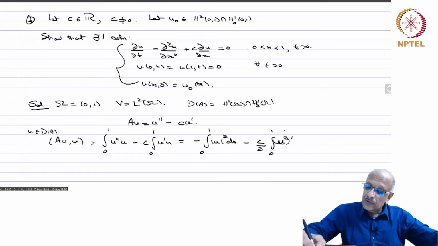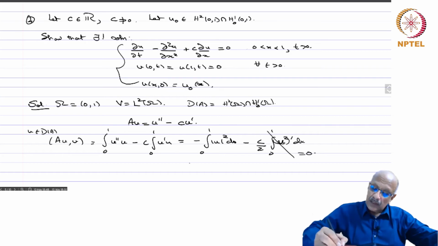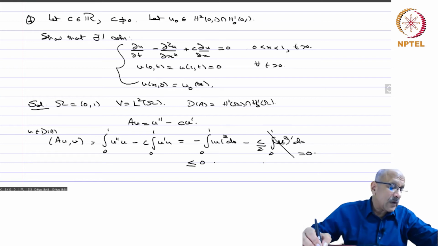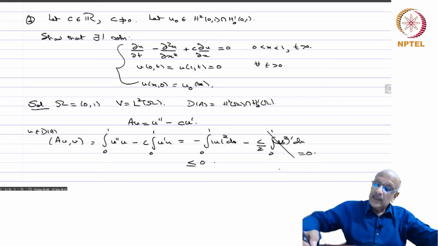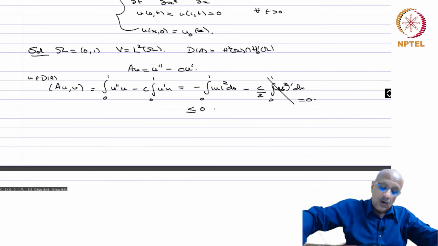Now, if you evaluate this at the end points, because it is a prime, you will get it is 0 at the two end points by the boundary condition, and therefore this term is equal to 0, and therefore this is less than or equal to 0. Okay. So, you have that A is a dissipative operator.